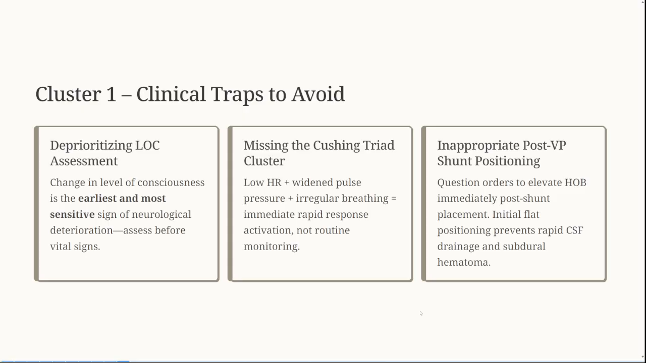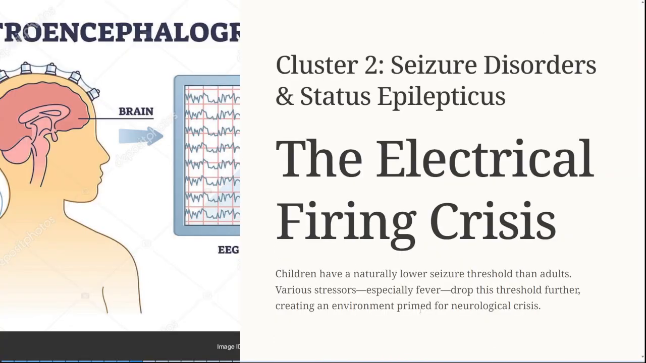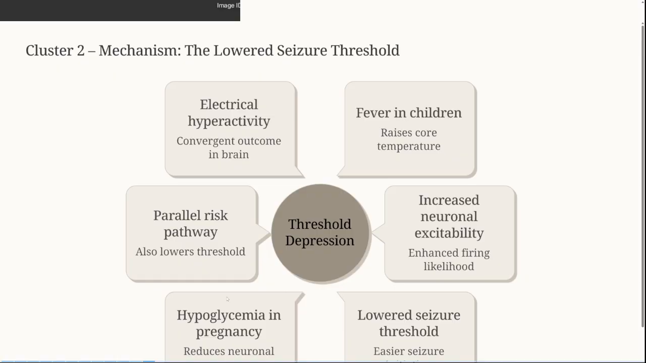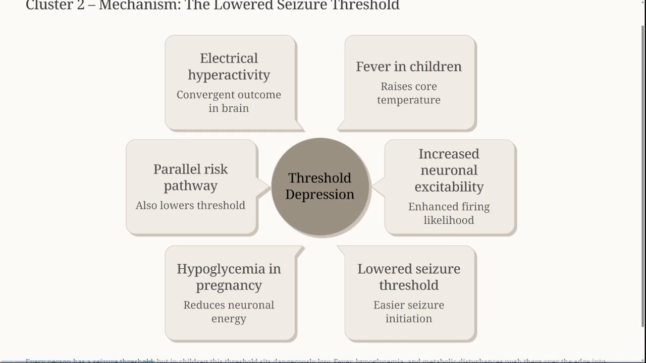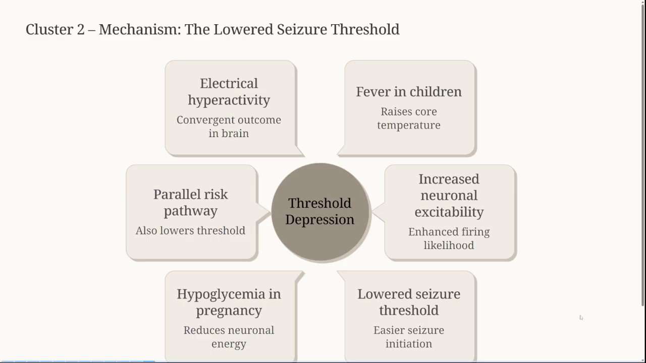Our cluster introduction. Yeah. Our second cluster is all about seizure disorders and that critical endpoint, status epilepticus. Right. And the unifying concept here is the electrical firing mechanism. Everyone has a seizure threshold, but in children, that threshold is just naturally lower. It is, and various stressors, especially fever, drop it even further, which just creates an environment that's ripe for crisis. So when a child is febrile, what's happening? That higher core temperature leads to massive neuronal excitability. And it's important to note the same physiological drop can happen in other high-risk groups, like pregnant women. For them, it's often linked to the potential for hypoglycemia, which is another factor that lowers that seizure threshold.